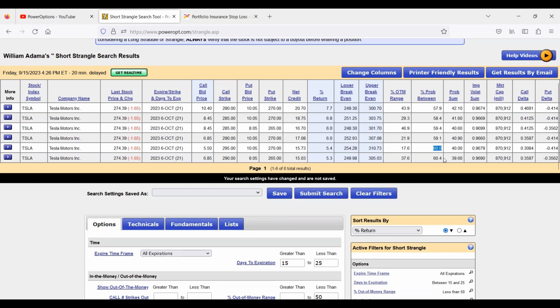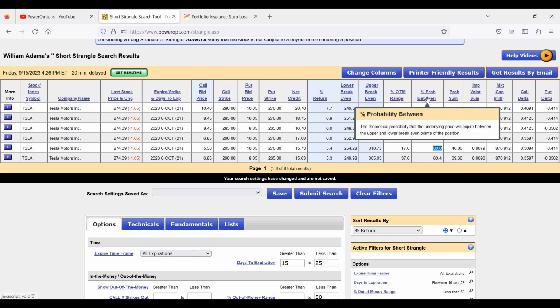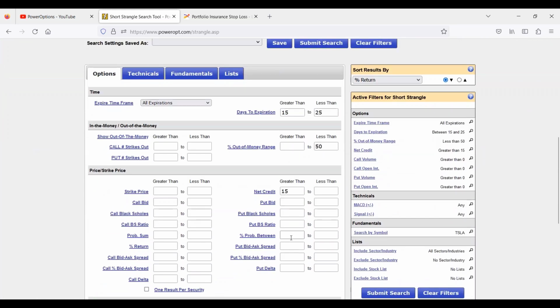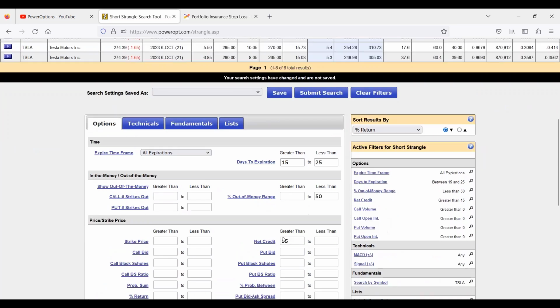But you get a slightly higher theoretical probability the stock will end up between the upper and lower break even in the case of a short strangle. Okay, so that's what you have to do. Simply adjust the criteria to meet your needs.